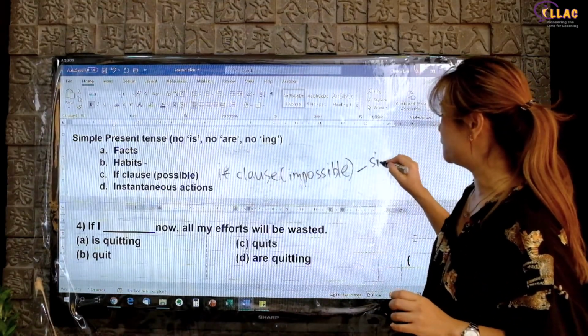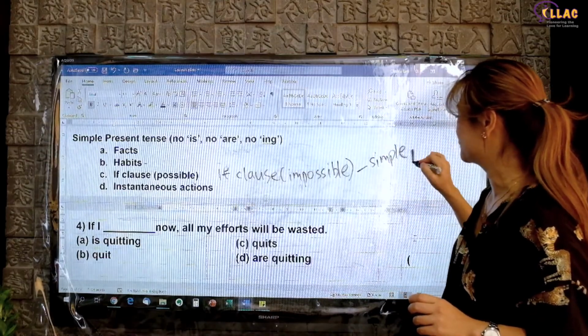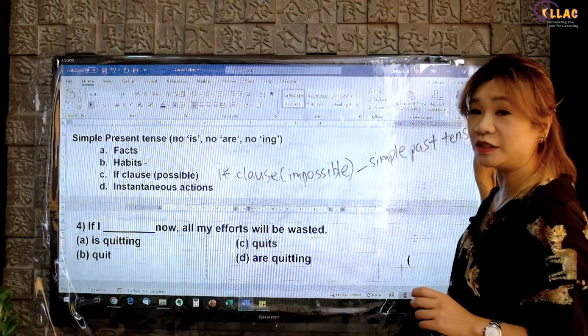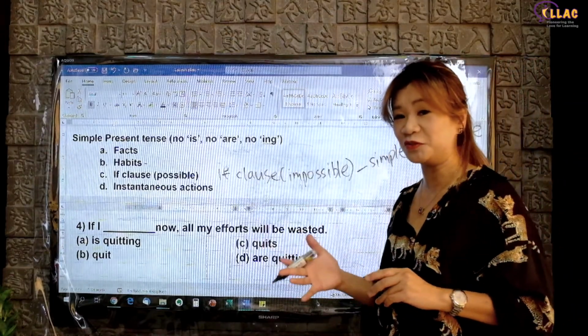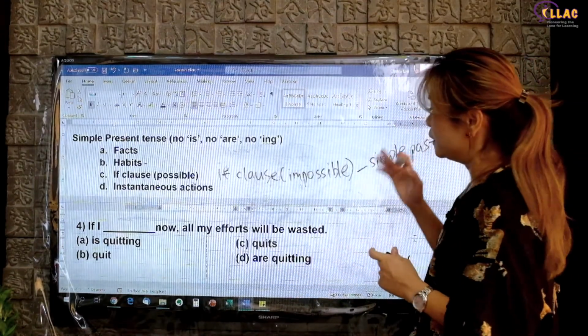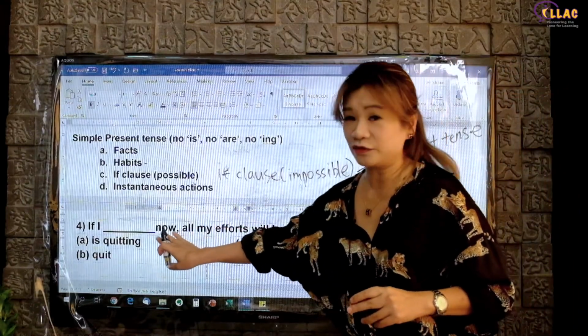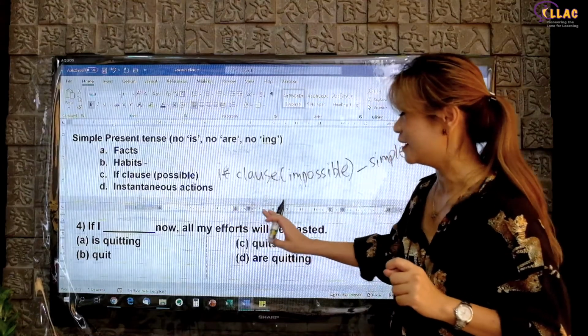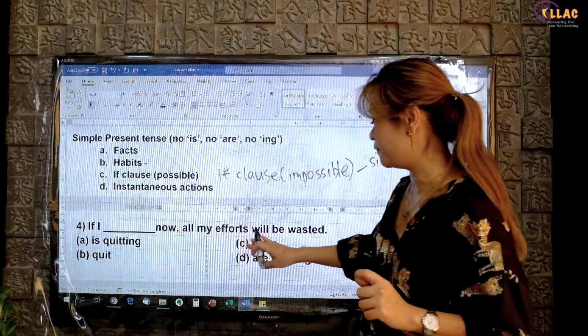Those will be simple past tense, which will be mentioned in another video, which you can refer to in my YouTube channel. So, if the things that you are talking about are possible, you have to use simple present tense. If I quit now, all my efforts will be wasted.